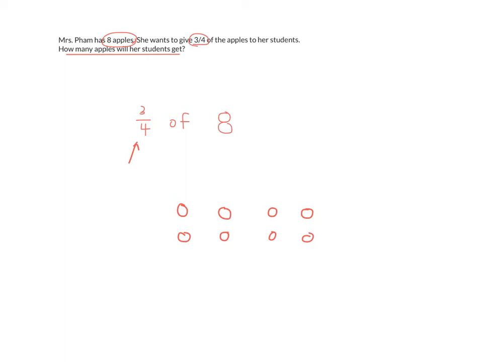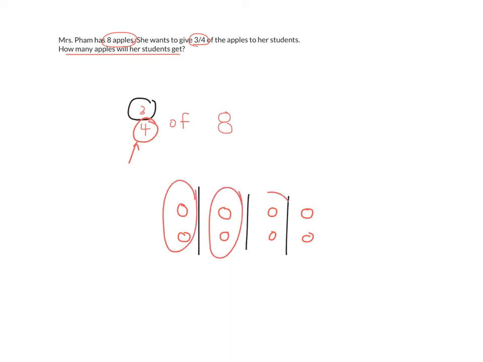Again, we draw it like this because it allows us to easily divide it into 4 equal groups. Do you guys see that? Now, let's circle 3 of the groups because our fraction tells us we've divided it into fourths, but we want to give away 3 of them. So here's 1, 2, 3 of the fourths. How many apples are in 1/4 of 8? 2. So how many apples are in 3/4 of 8? 6. So the answer is, how many will her students get?